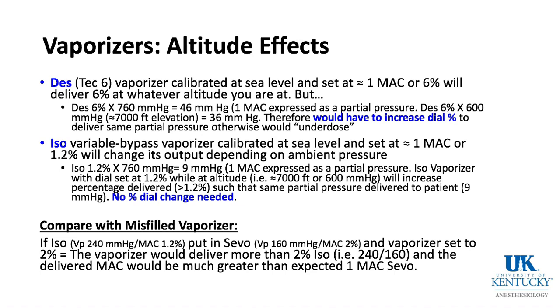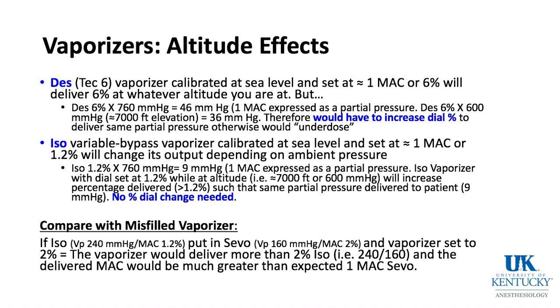So that vaporizer is giving a constant percentage, and if you want to deliver a partial pressure, which is the important part for MAC, you would have to increase the dial percentage to deliver that same partial pressure. Otherwise, you would underdose the patient. So if you go to altitude with desflurane, you're going to have to turn up the dial a little bit to deliver the same partial pressure to a patient.